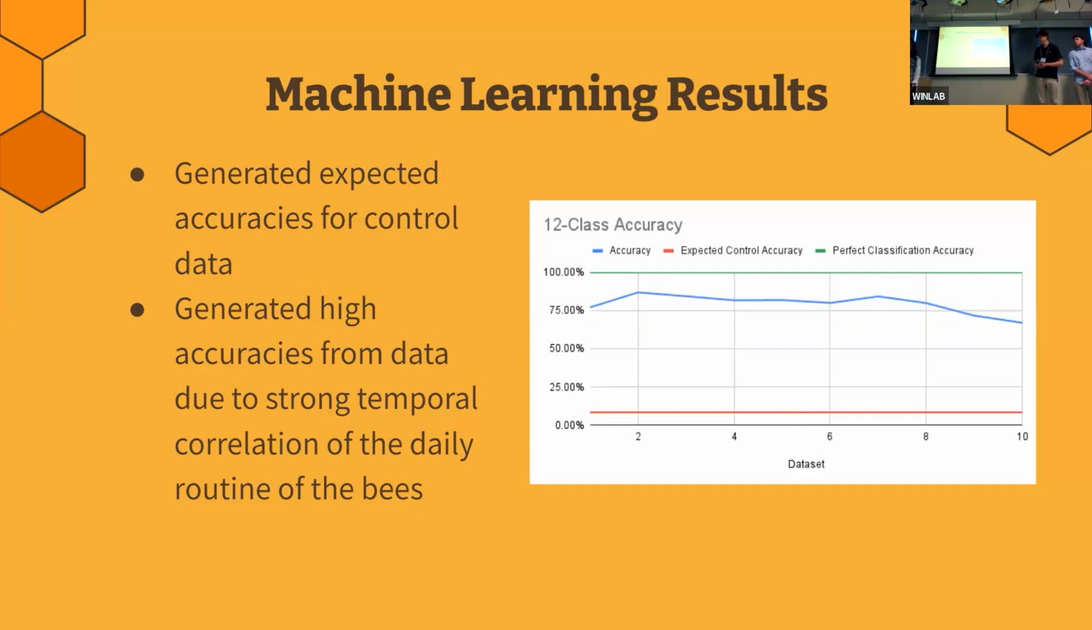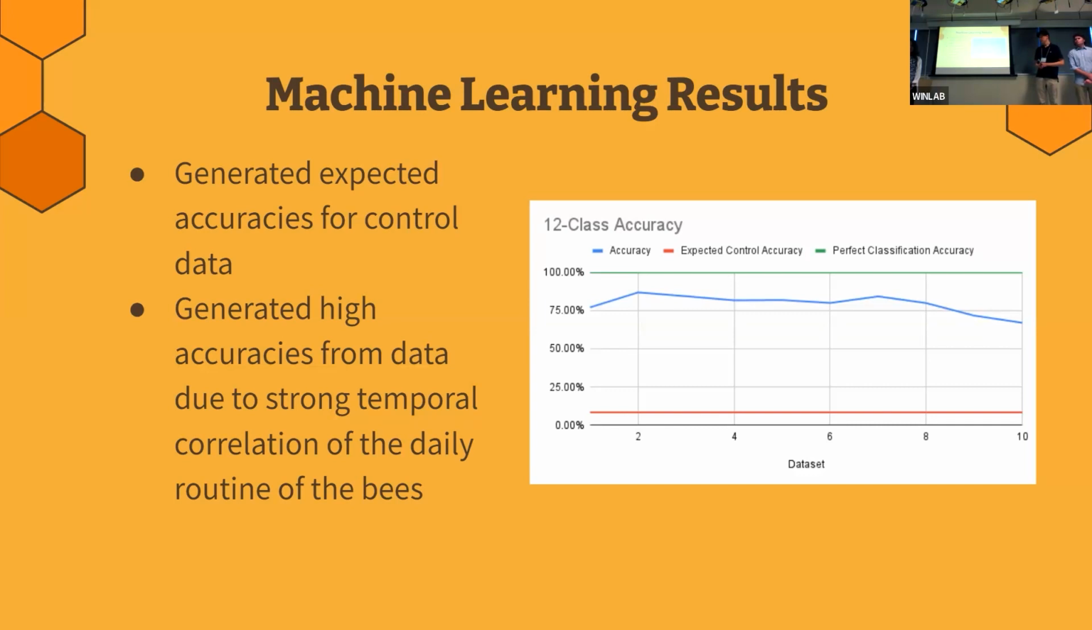And when we processed other data, we generated high accuracy, and we found that there was actually a strong temporal correlation. So we believe that the AI was actually able to learn the hourly switches of the states of the magnetic fields based on the strict daily routine of the bees that corresponds to the time of day.